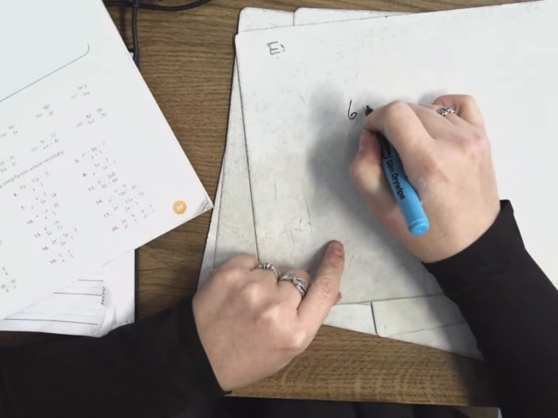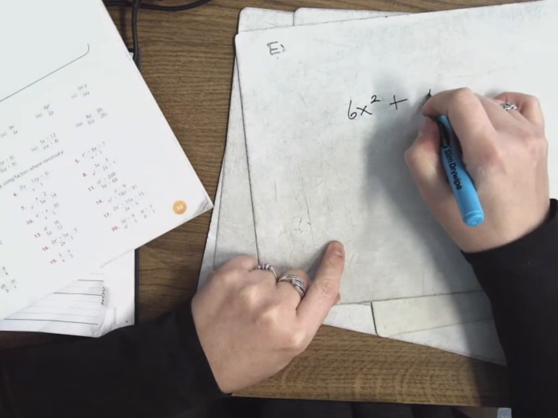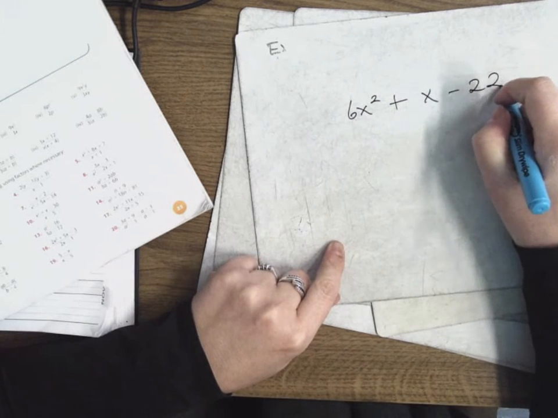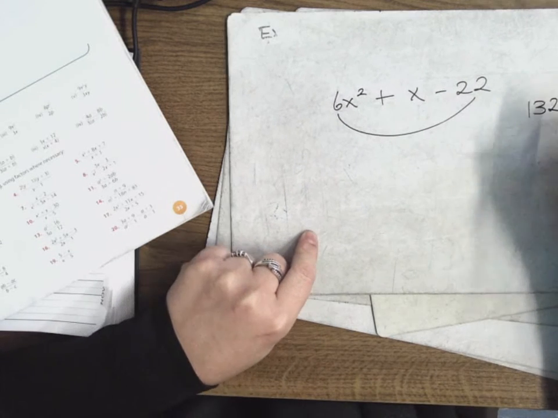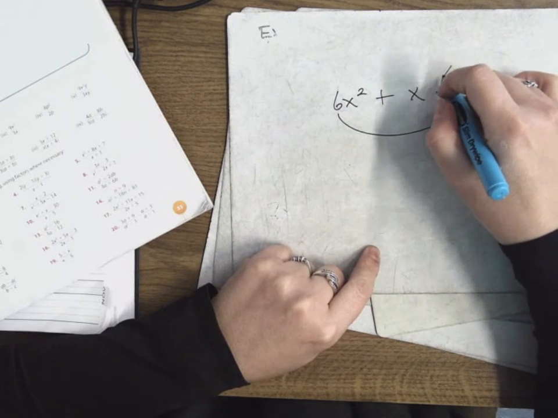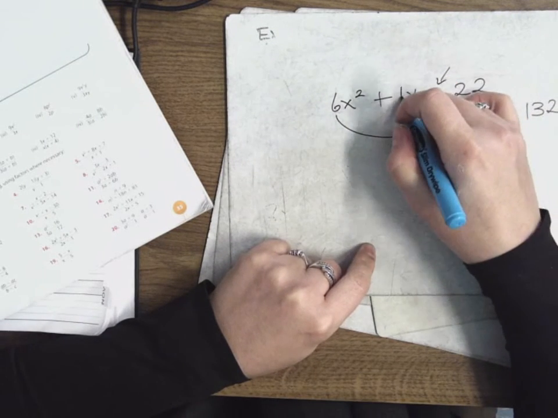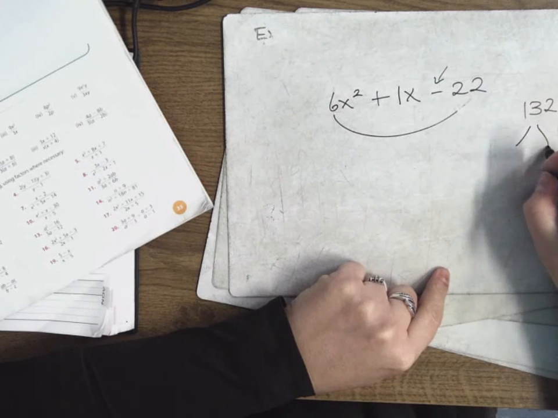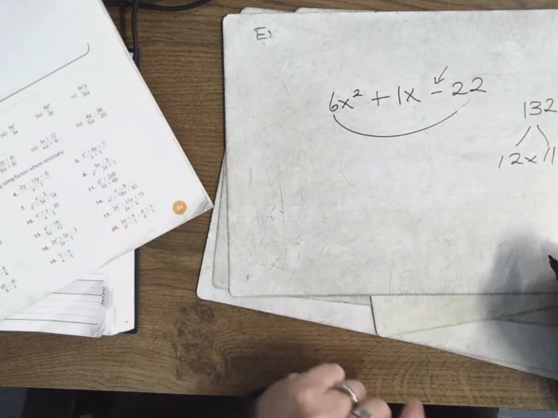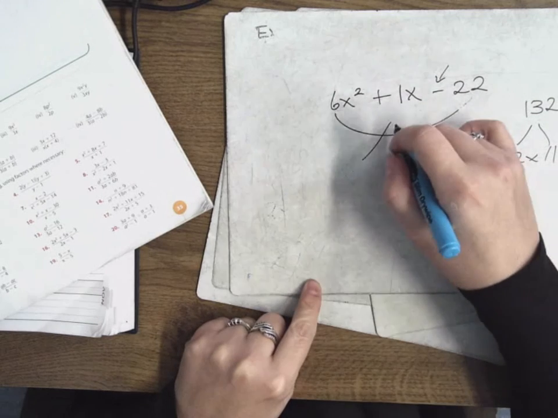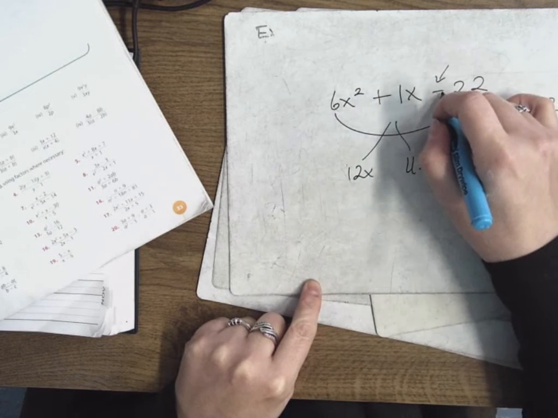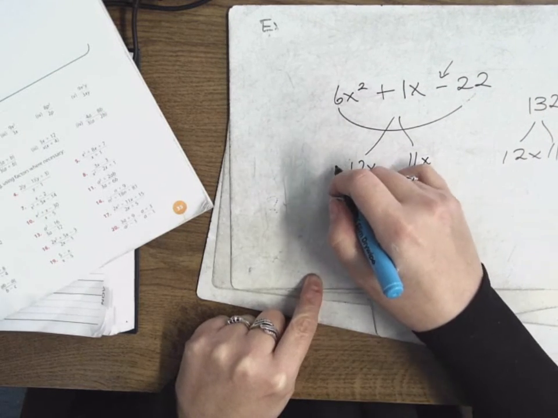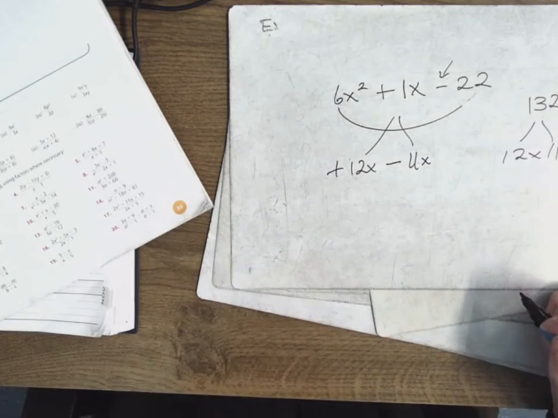Forty-one reads 6x squared plus x minus 22. So 6 by 22 is 132. So I want the factors of 132 that subtract to give me 1, right? Okay, so I think that would be 12 11s. 12 11s are 132, are they? Yeah. So we split that into a 12x and an 11x. And you're giving them different signs and you want to end up with plus 1. So plus 12, take away 11, will give me plus 1.